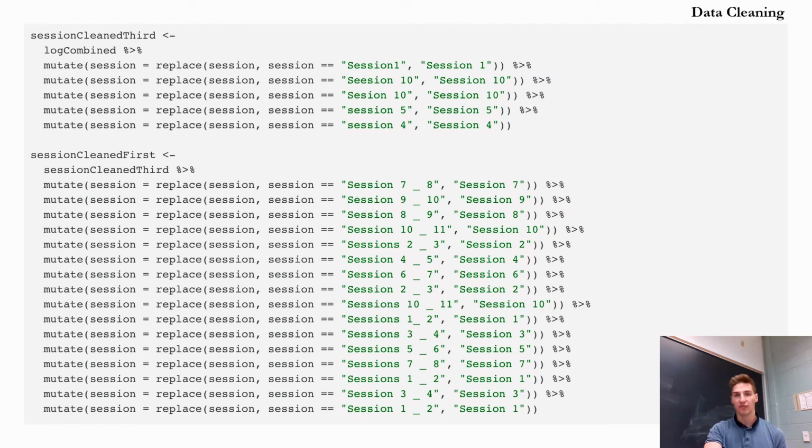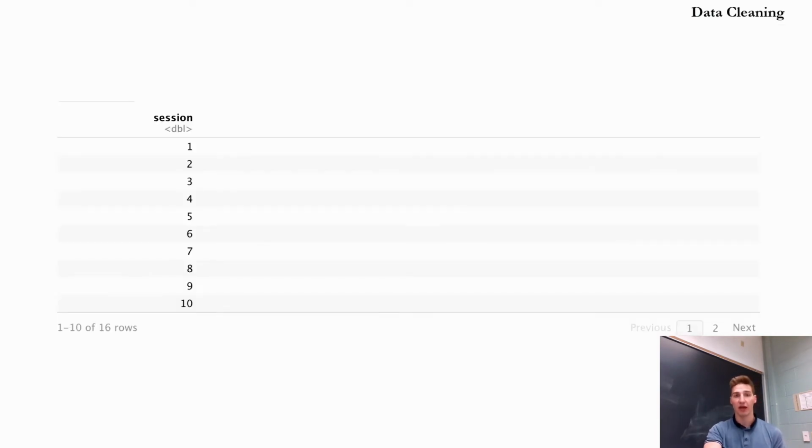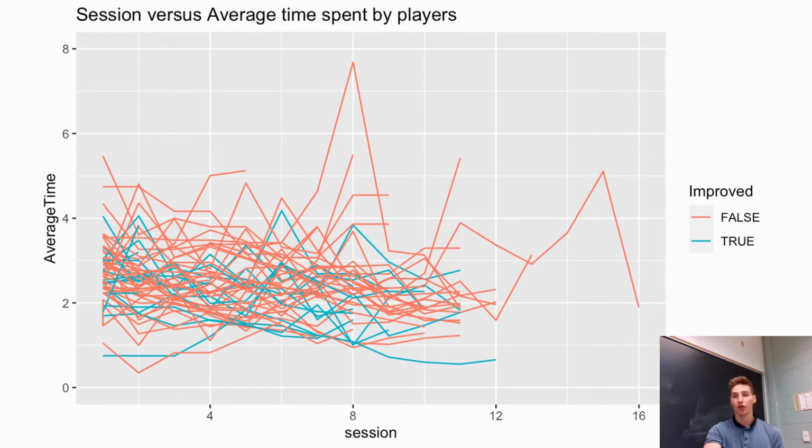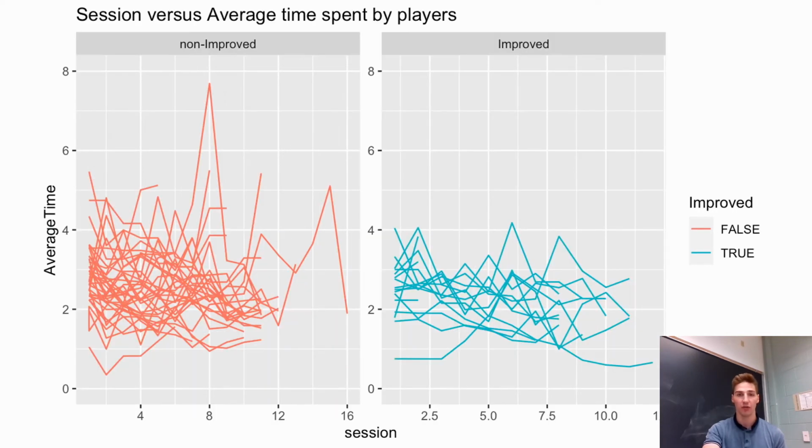So we proceeded with some data cleaning where we were able to convert these session labels into the following list, integers from 1 to 16. The graph looks as follows. When we look at the graph that we were able to create with the clean data, we saw some patterns that popped out even more prolifically than before. So again, here's a comparison to our previous pre-cleaned graph where the session labels are still messy.